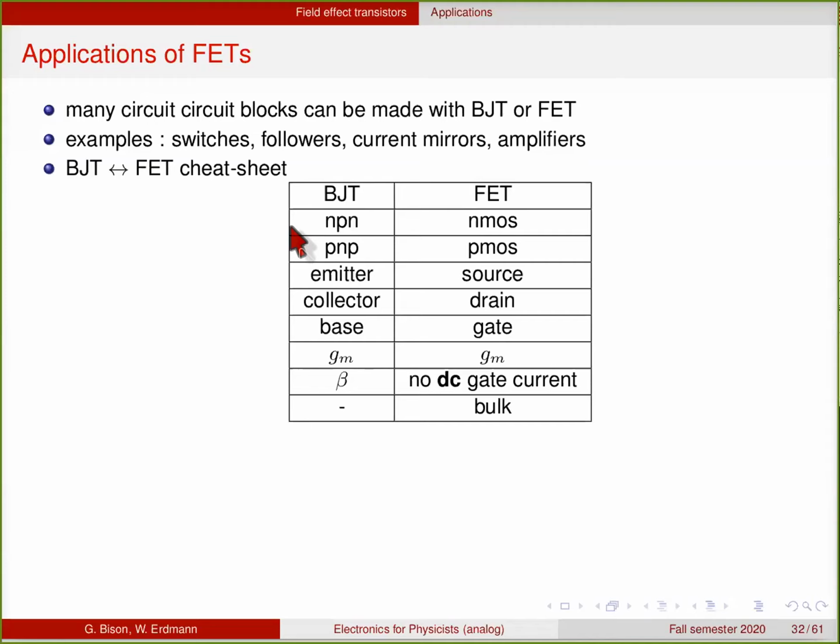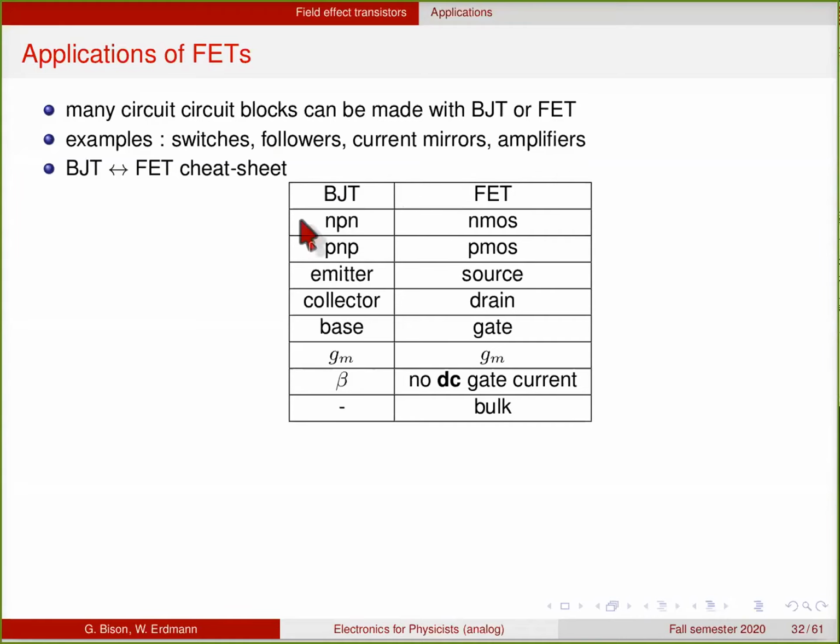Okay, so welcome back. Let's continue with field effect transistors. So we learned about this new type of transistor. Fortunately, we don't have to go through all types of circuits again. So most of what we learned about circuits with bipolar transistors can also be applied to field effect transistors. So switches, followers, current mirrors, and amplifiers. In many cases, you can basically do the same circuit with a field effect transistor that we did with a bipolar transistor.